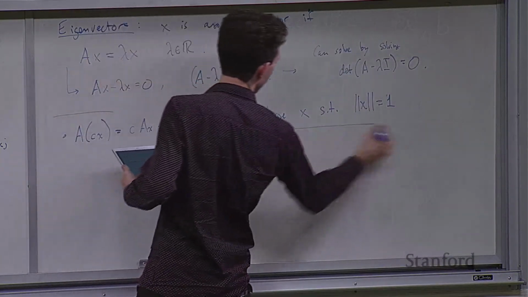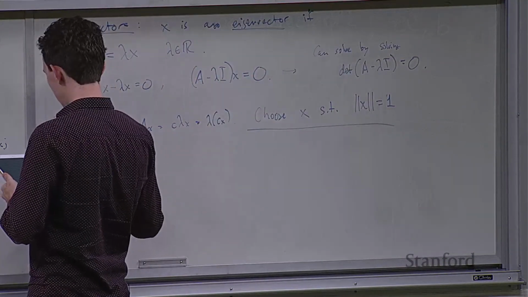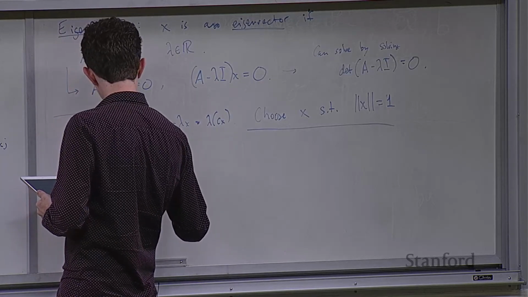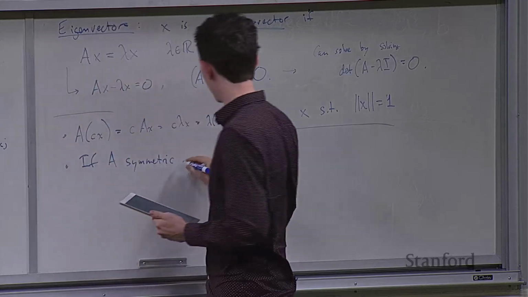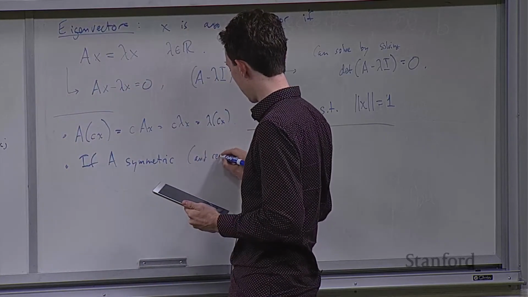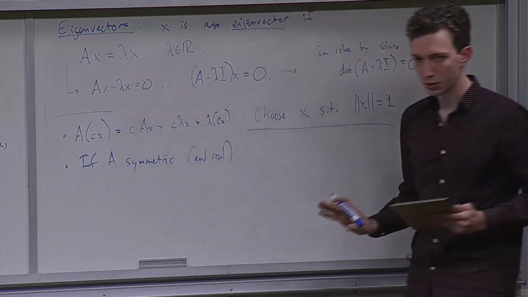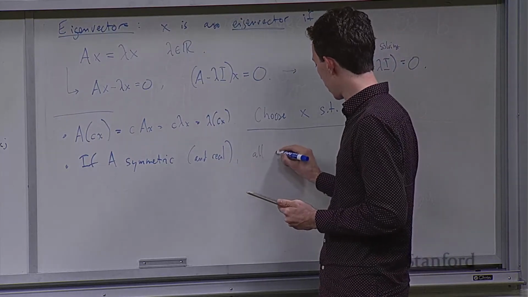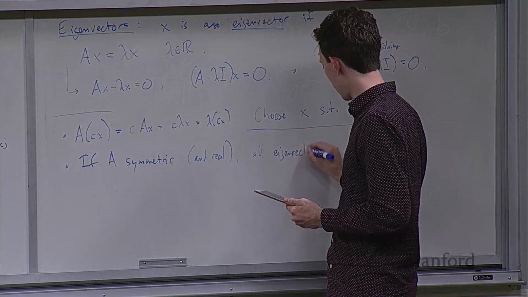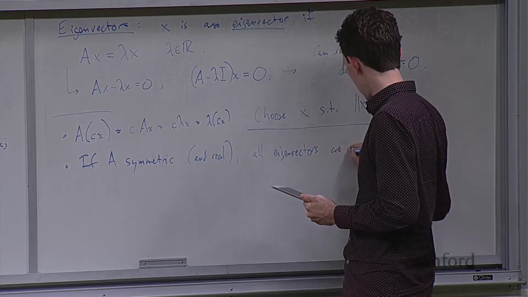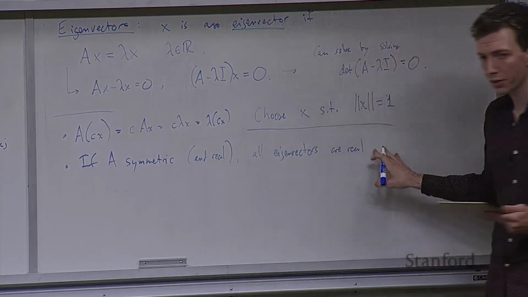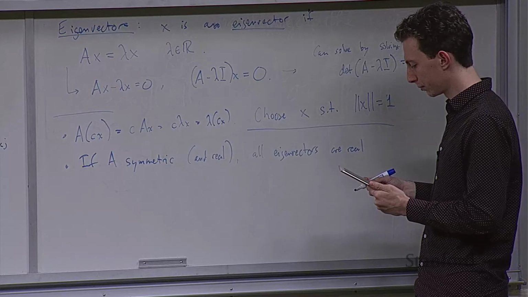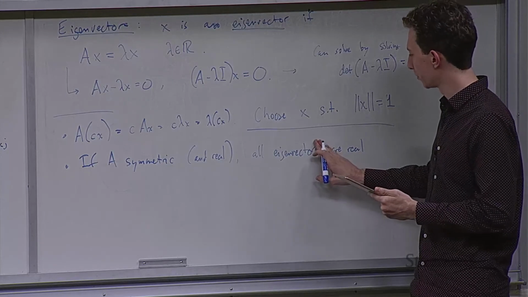Another property, so this is the first thing. The other one is that if A is symmetric, and I'm going to put here in parentheses and real, but like I mentioned, we're not dealing with complex numbers. If A is symmetric and real, then all the eigenvalues are real. In general, they're not guaranteed to be all real.